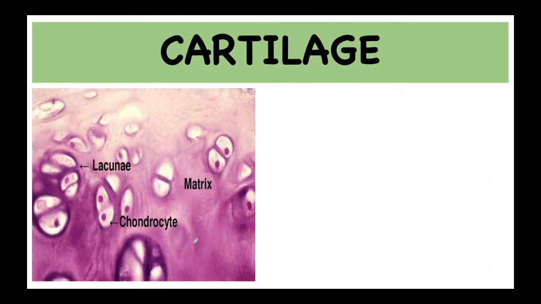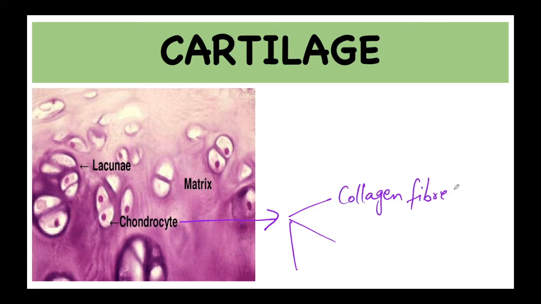Now, if you look at the structure of the cartilage, cartilage is made up of some special cells known as chondrocytes. So chondrocytes produce matrix, which is made up of 3 things. Number 1, collagen fibers. Number 2, proteoglycan, which is a sugar. Number 3, elastin fibers.